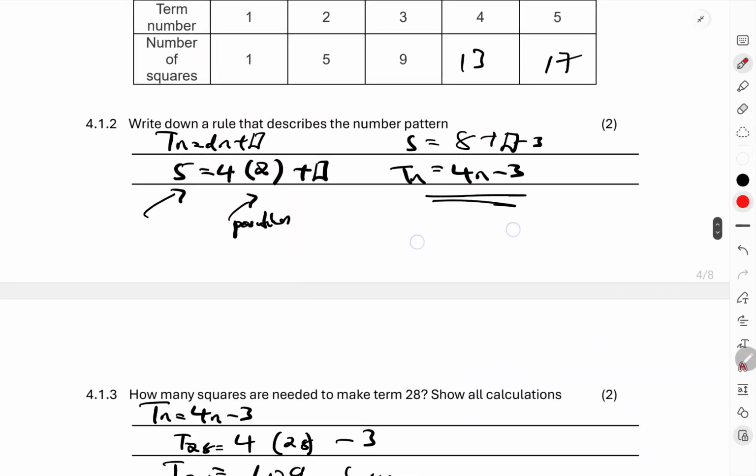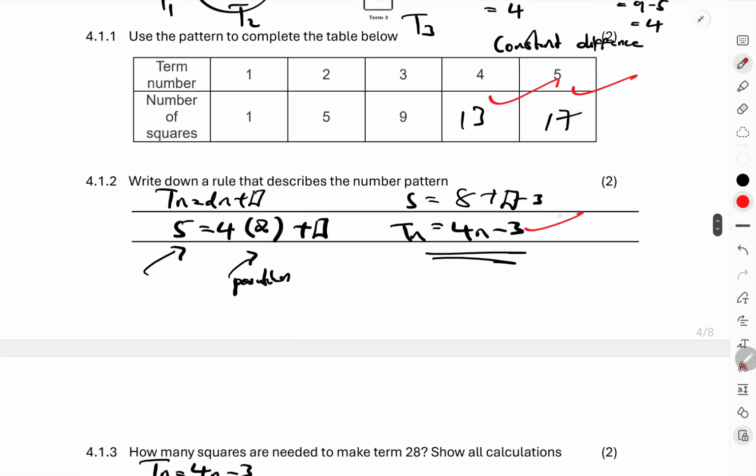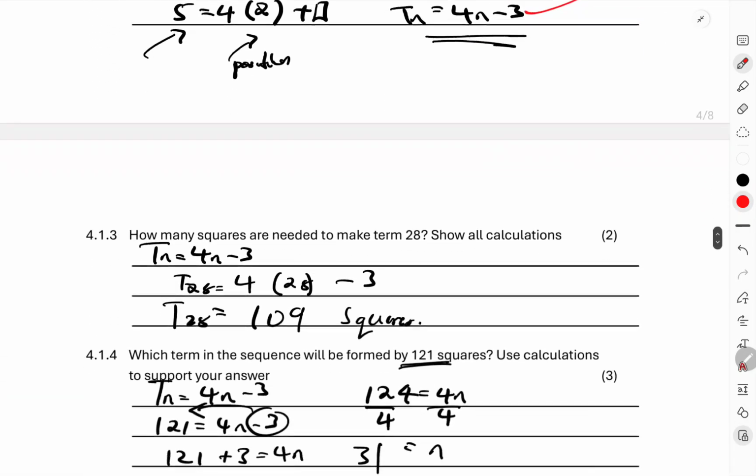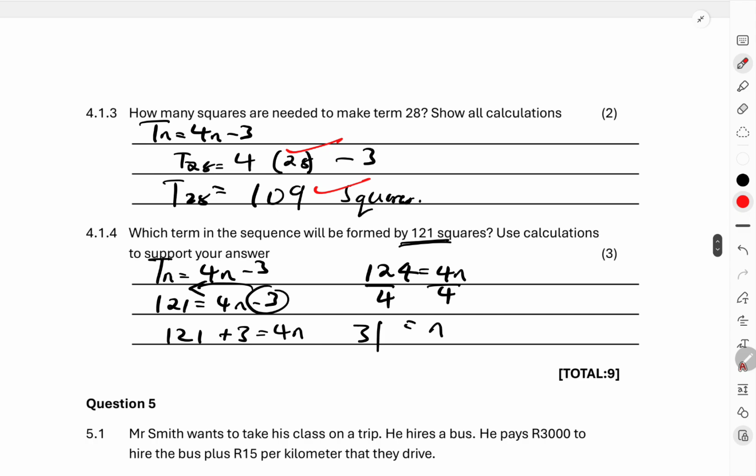Now let us mark for ourselves. We are going to receive 1 mark for the 13 and 17, 2 marks for the general rule, 2 marks for us knowing that we have to substitute 28 with this n, and 1 mark for the value of the number of squares at position number 28. Then here 3 marks for us knowing that we are looking for n and dividing by 4 both sides, and the value of n, which is 31.